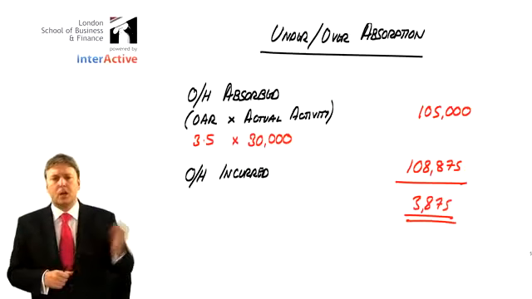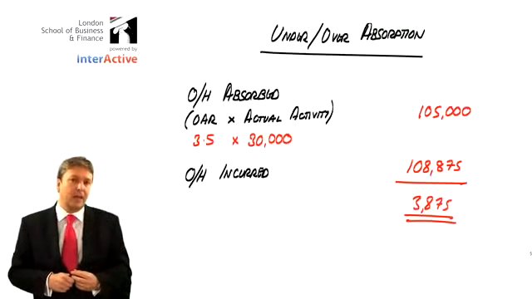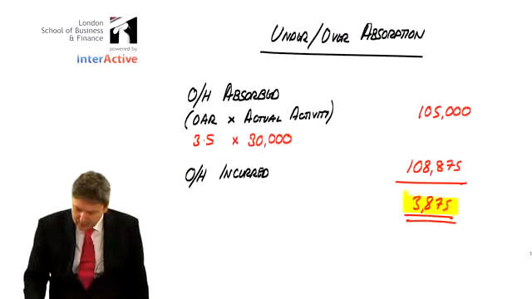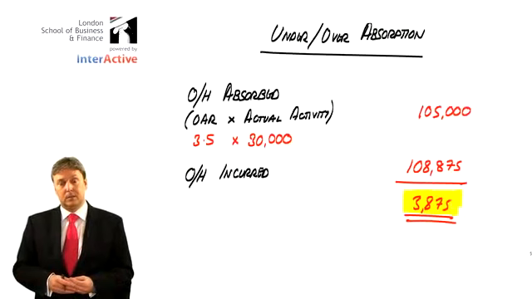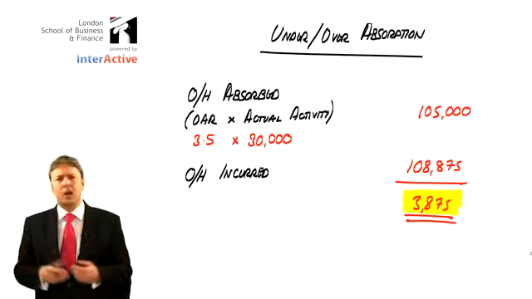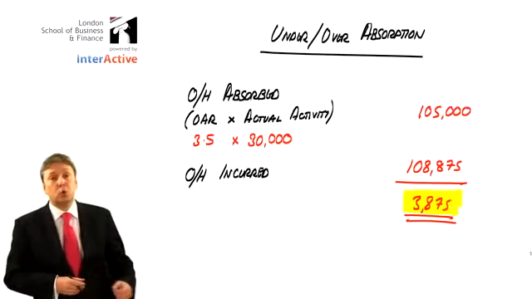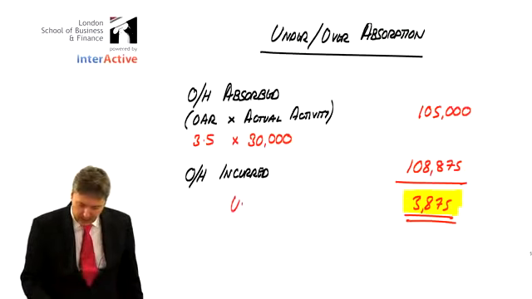So what's the adjustment? Are we going to increase or decrease the amount of overhead charged to the income statement? Well, yes, what we're going to have to do is we're going to have to increase the amount charged to the income statement by this amount. Is that an under or an over absorption? Well, we have absorbed too little. As such, this is an under absorption.